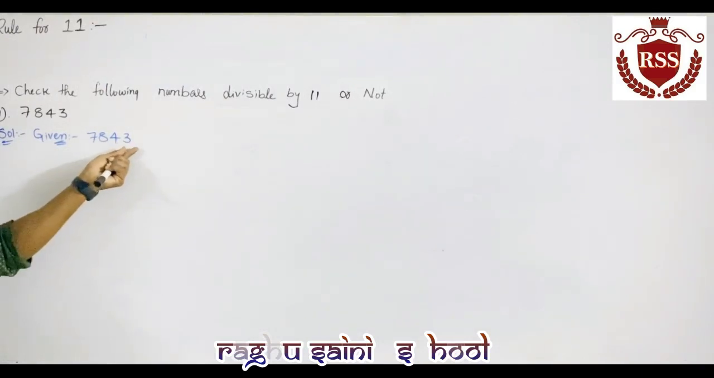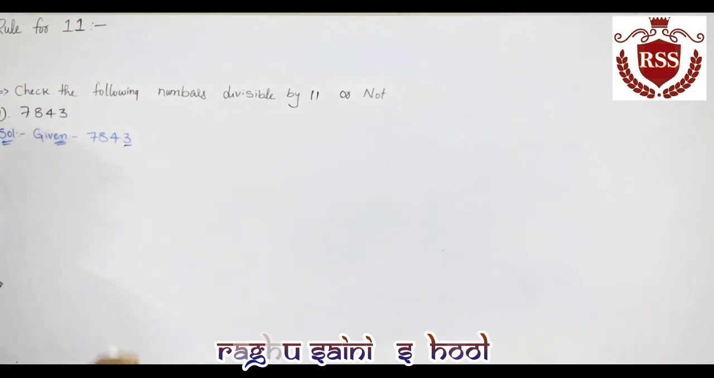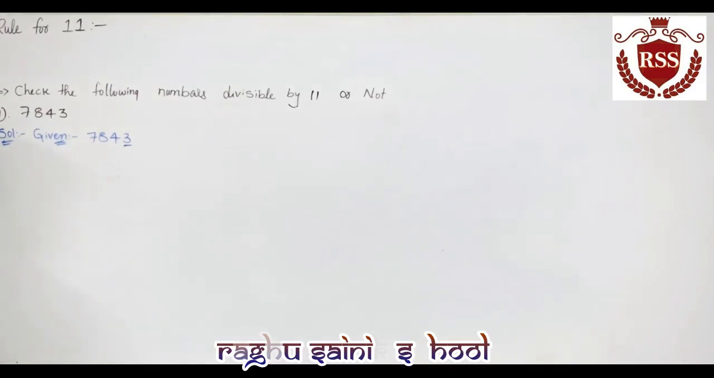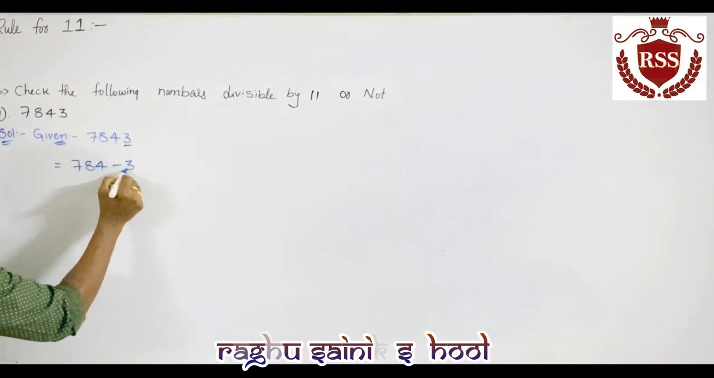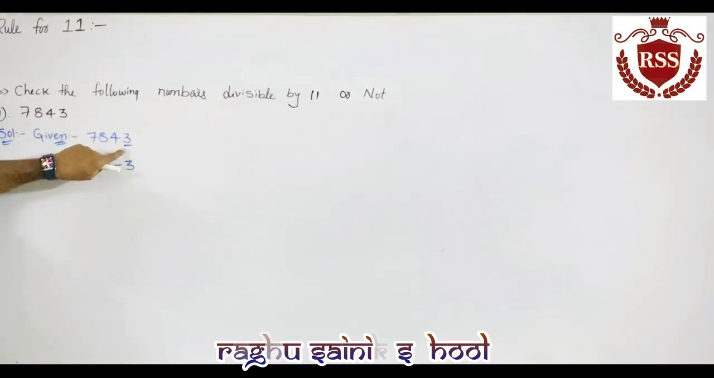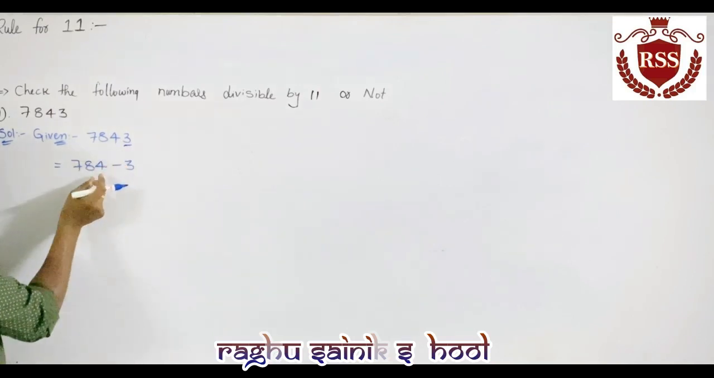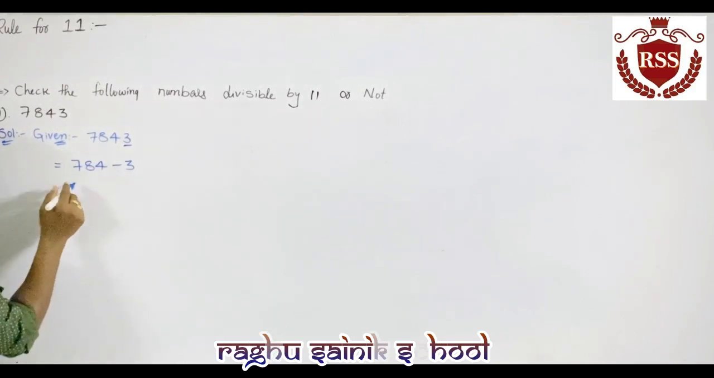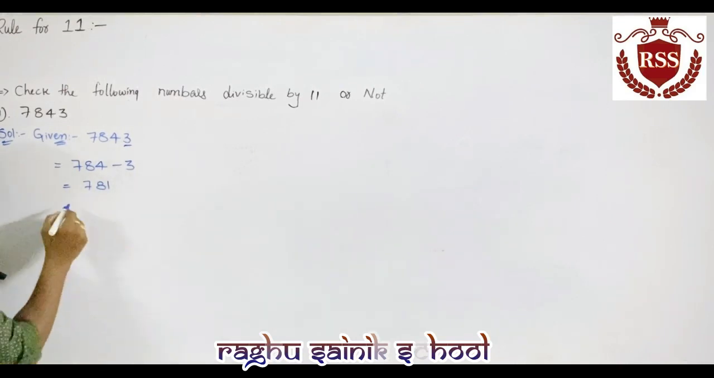The last digit of the given number. What is the last digit of the given number? 3. The last digit, 3, is subtracted from its previous numbers, which means 784 minus 3. If we subtract 3 from 784, then it will be 781.